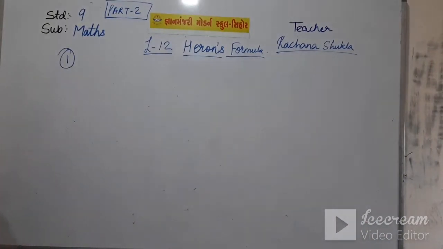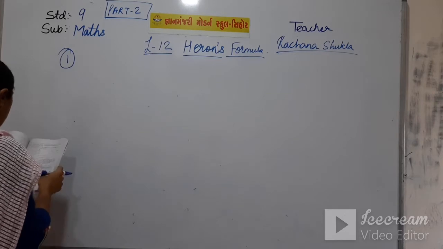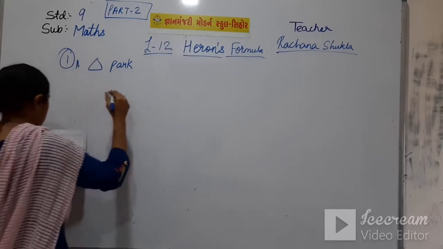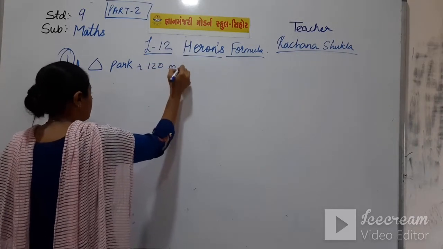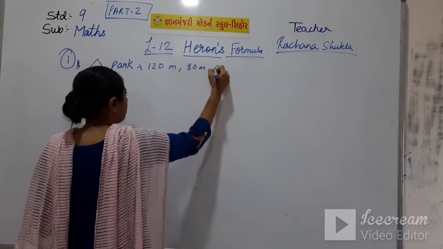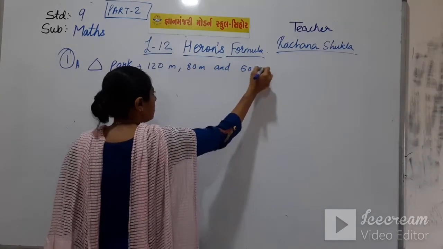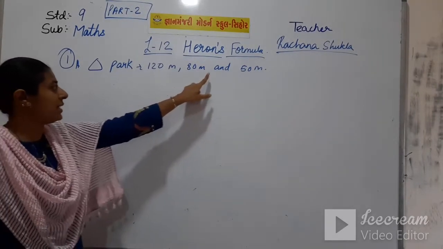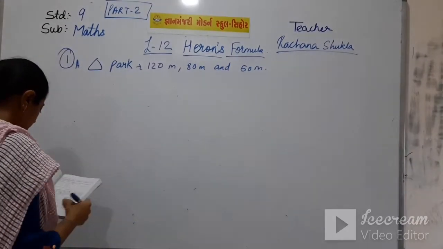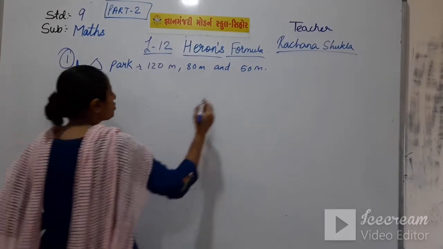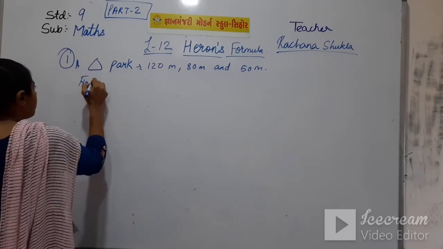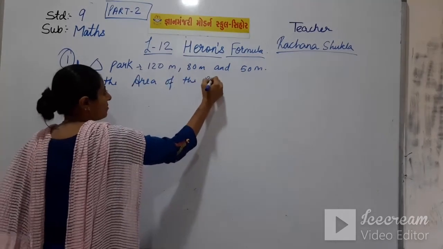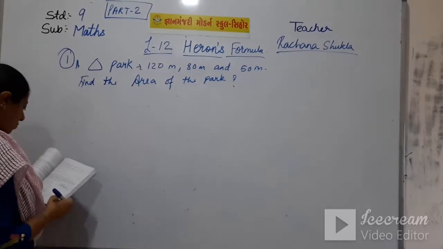The first sum is example 2 of your textbook. There is a triangular park and the sides are 120 meter, 80 meter and 50 meter. So a triangular park is there in which 3 sides are there, 120 meter, 80 meter and 50 meter. So you have to find the area. Find the area of the park. This is your first question.